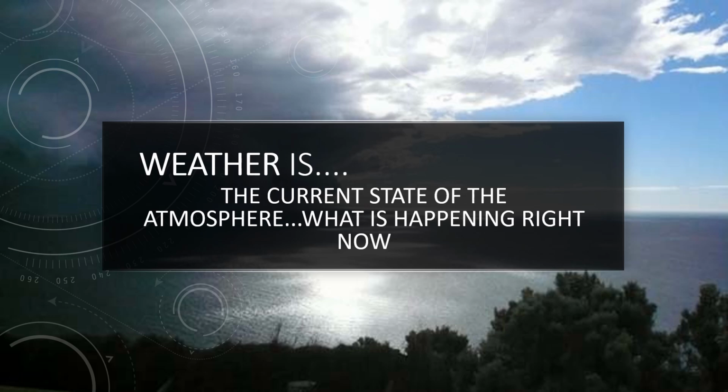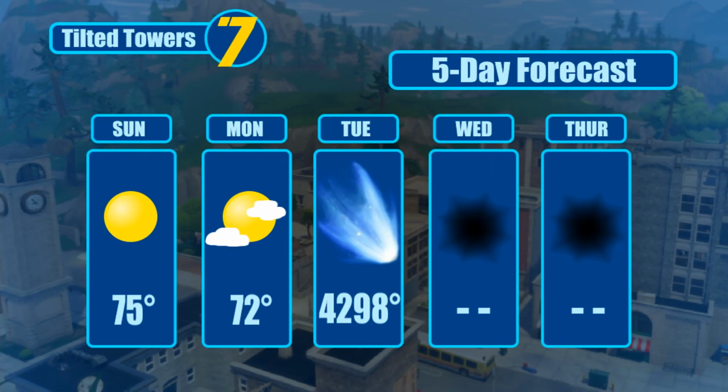So weather is the current state of the atmosphere. In other words, what's happening right now. Is it sunny outside? Is it 72 degrees? Is it raining? And so this is what is happening right now. So this is what you would see when you see weather.